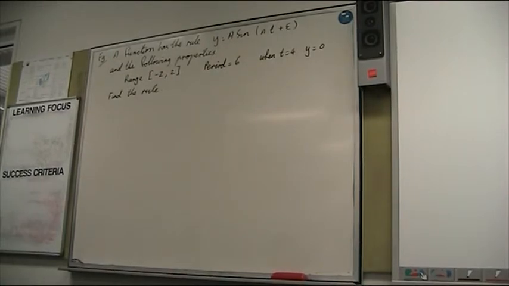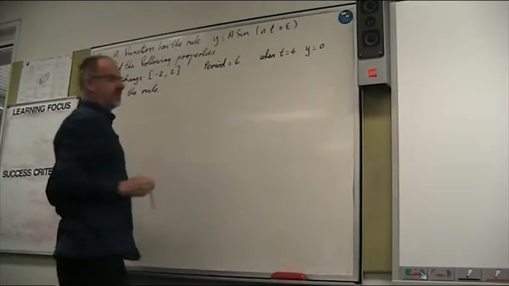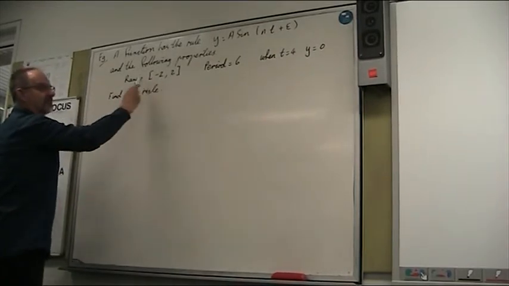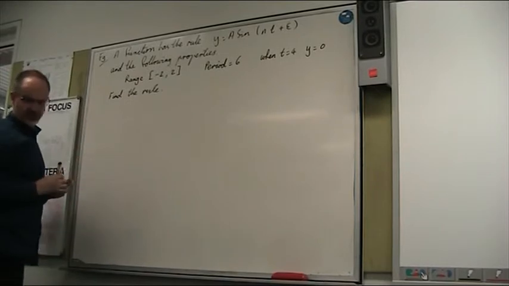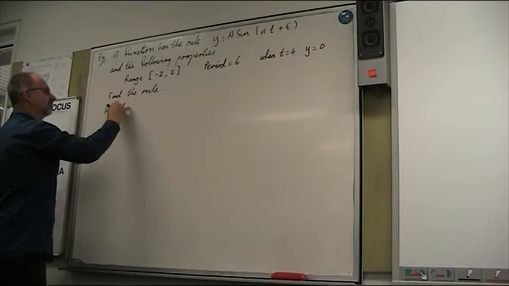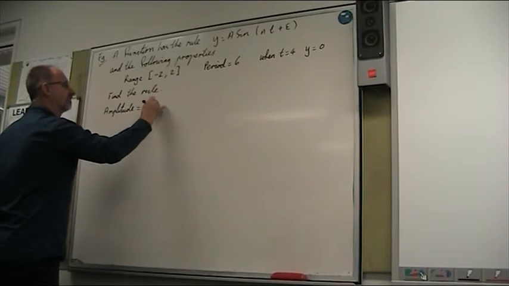The method is, we've got some stuff here. We've got a range, a period, a point that it goes through, and a form of the equation or the rule. Since the range is first, we'll start with that. What can we get from the range? Amplitude. Amplitude is 2. Half times 4, which is 2.